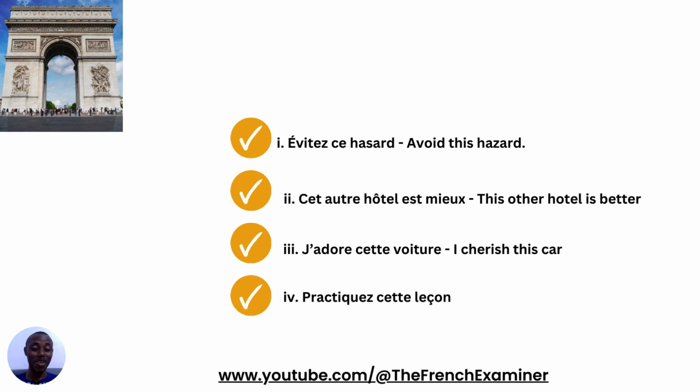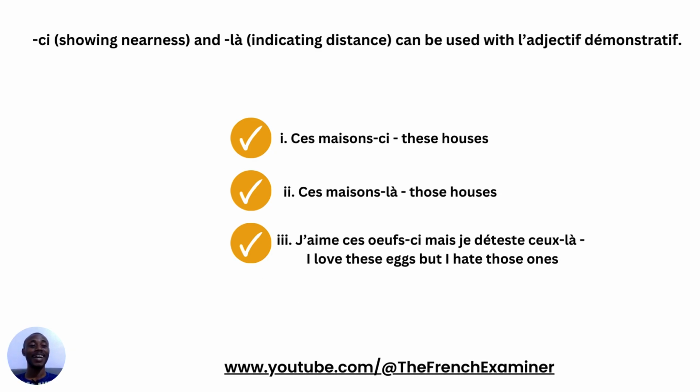Numéro 4. C'est à vous maintenant de pratiquer cette leçon. It is for you now to practice this lesson. So now why are we saying cette leçon? Because leçon is feminine and it is singular as well. Donc, pratiquer cette leçon. Practice this lesson. D'accord? OK, on continue. On a un autre exemple. D'accord?